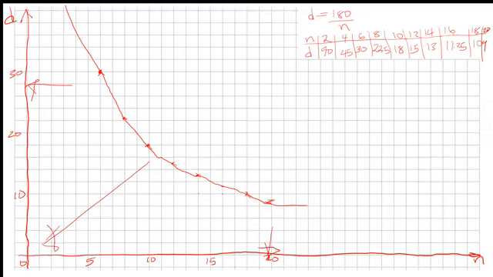Remember, for direct variation, the line was a straight line passing through the origin. That gave us direct variation. But for inverse variation, it's a curve that never meets this axis, and never meets the other axis. It just comes in that form. I think we will discuss it further as we move on, looking at other examples.